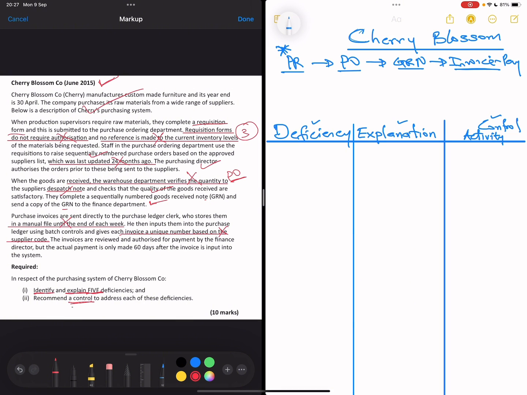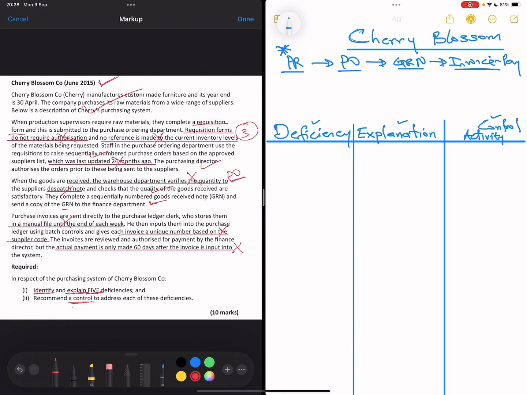6 weaknesses. The invoices are reviewed and authorized for payment by finance director, but the actual payment is only made 60 days. Wow. So payment is made 60 days after the invoice is input into the system. That is not also good. That is too late. 60 days. You need to be working with the suppliers' payment days, right? Though that was not given, but best practice is usually 30 days. So 60 days will not cut it.